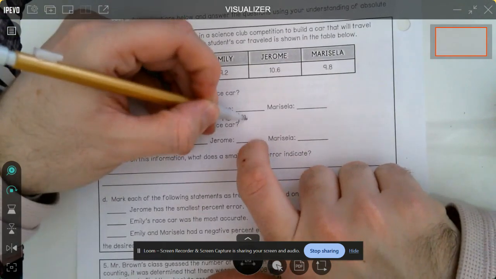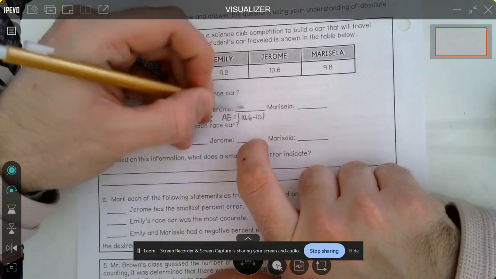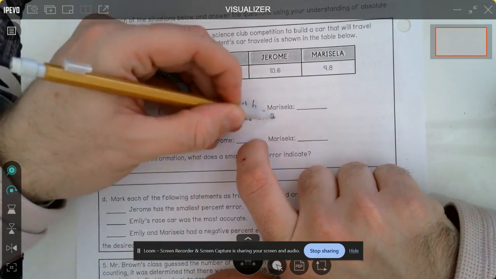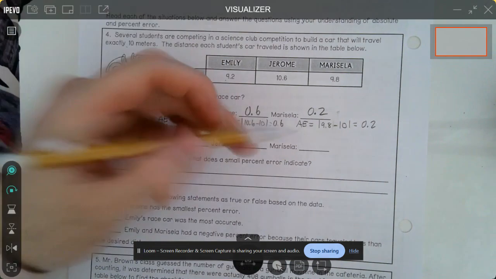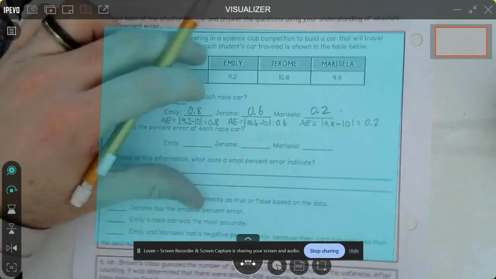Jerome is 10.6 minus 10, which is 0.6. Go ahead and do Maricela. Maricela ends up being 0.2. Check my work. If you have a question, let me know.